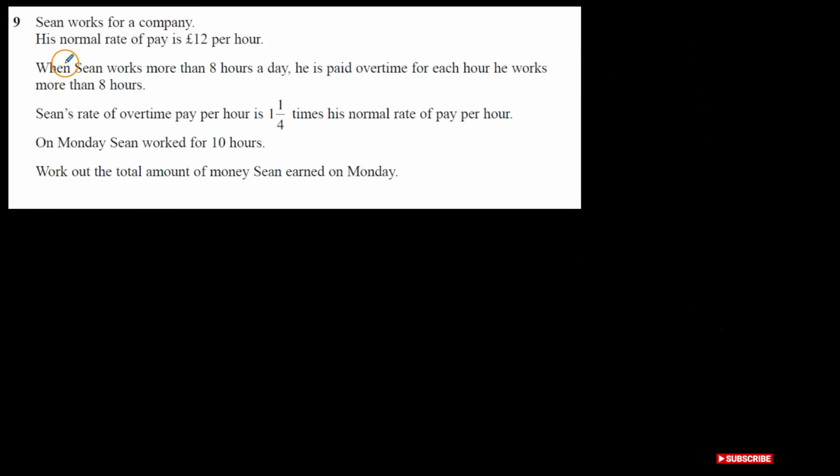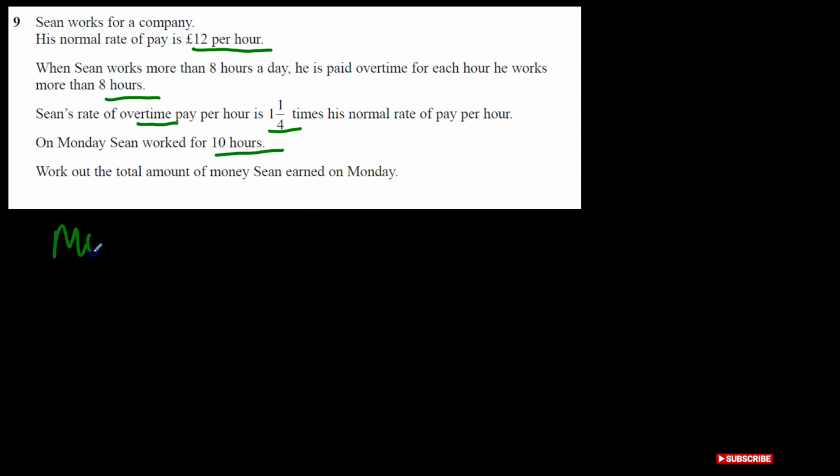And now for question 9, we're told Sean works for a company. His normal rate of pay is £12 per hour. When Sean works more than 8 hours a day, he's paid overtime for each hour he works more than 8 hours. Sean's rate of overtime pay per hour is 1 1/4 times his normal rate of pay per hour. On Monday, Sean worked for 10 hours. Work out the total amount of money Sean earned on Monday.